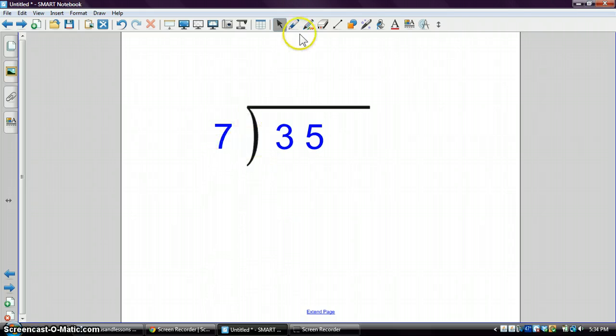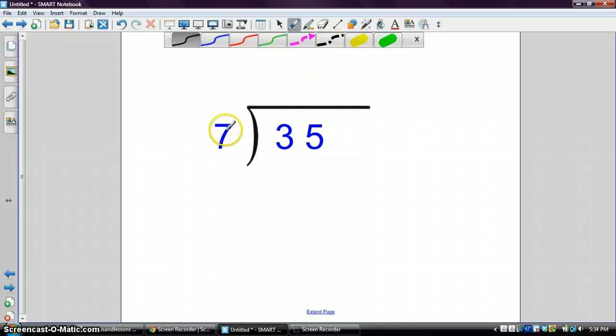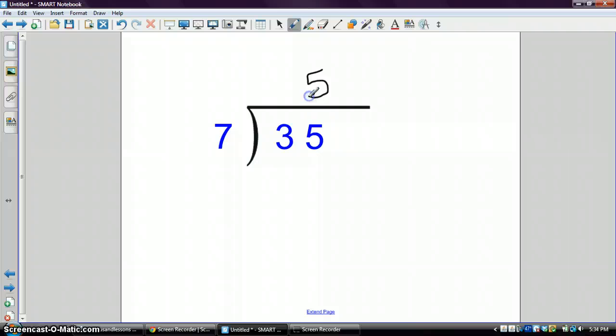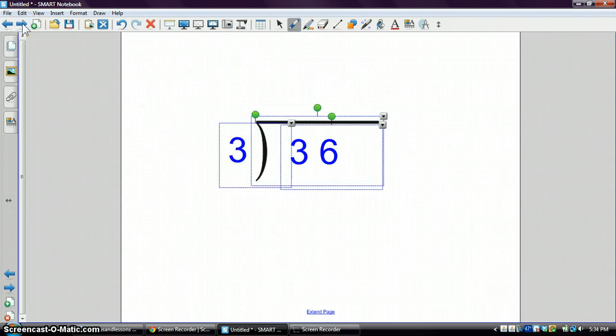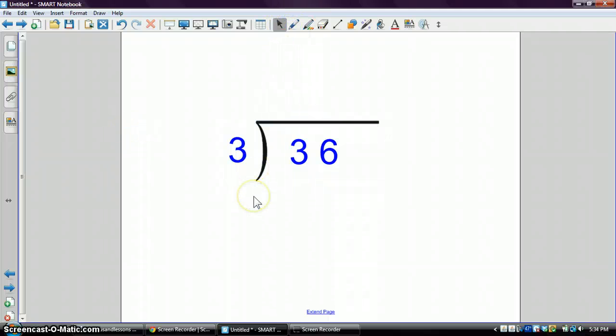Most kids can help you with this. They know that if you divide 7 into 35, they get 5. So that's an easy one to get started with. The next video I have is a little bit more difficult version of a division problem. Kids have to break these down differently.